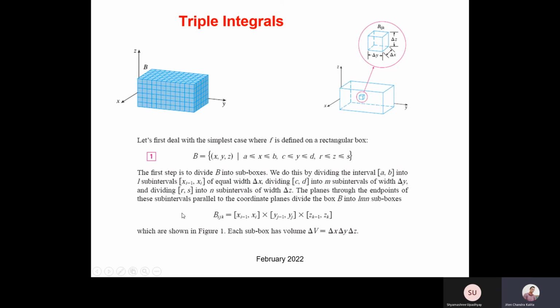The planes through the endpoints of these subintervals, parallel to the coordinate planes, divide the box into elementary subboxes. It's pretty straightforward to understand. And the subboxes will be like Bij, and they are going to be defined as this. Okay, so now you know that the volume of this subbox is going to be given simply by delta x, delta y, into delta z.